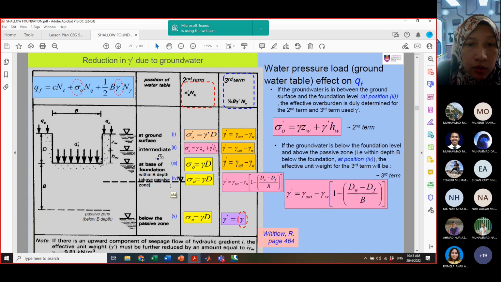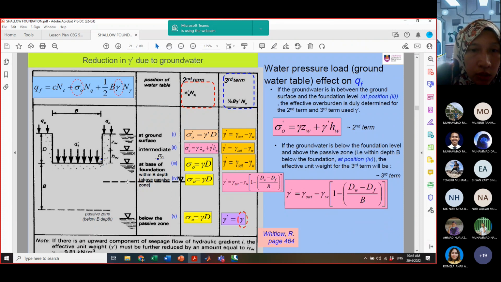But if the condition is that your water table is above the passive zone, term number 2 is still ordinary, no longer the effective overburden pressure, but there will be a change in the calculation for the effective unit weight. So its formula is expanded a little, it can no longer use gamma saturated minus gamma water. It may change to gamma saturated minus gamma water times 1 minus dW minus dF over B. Because we want to see the influence of the zone here, active zone or below or above the passive zone. We want to see those things. You see this dash line, this is the passive zone. We want to see whether it is in the upper part or in the lower part.